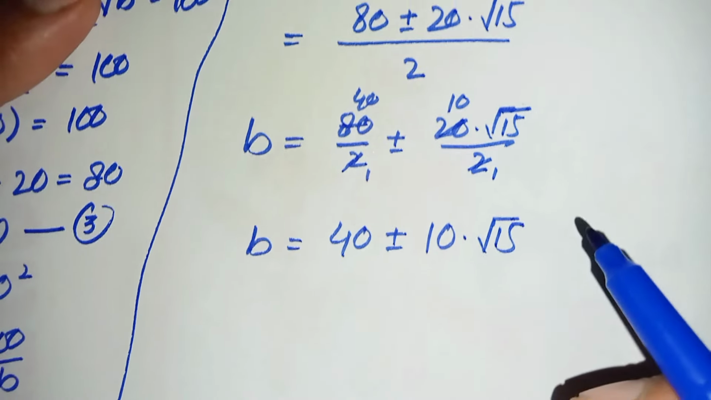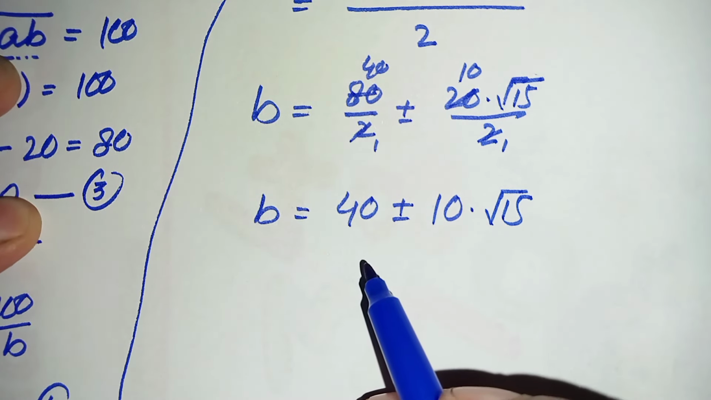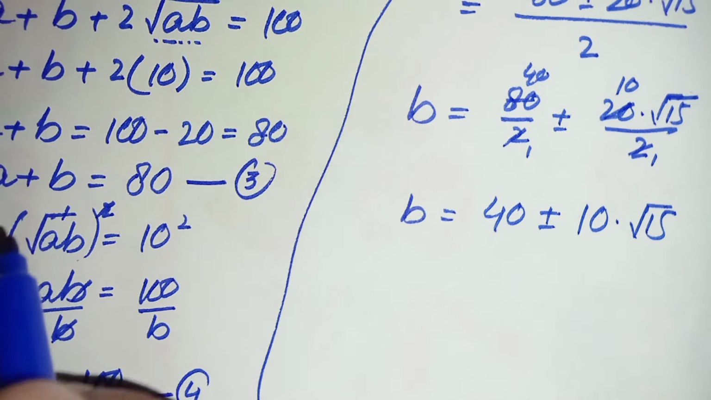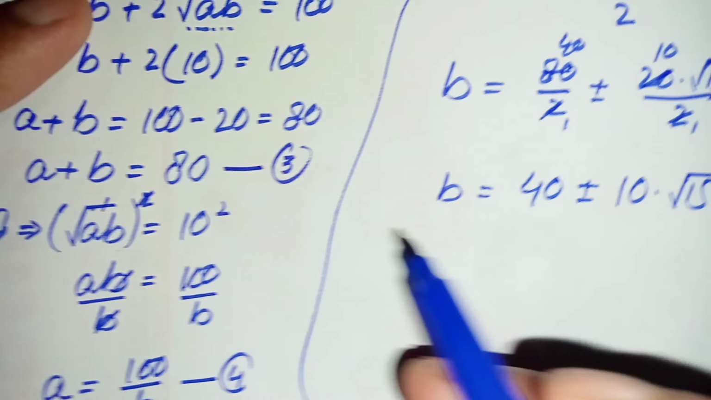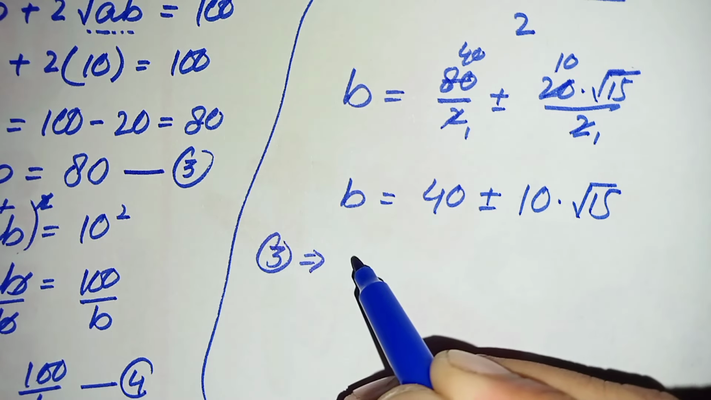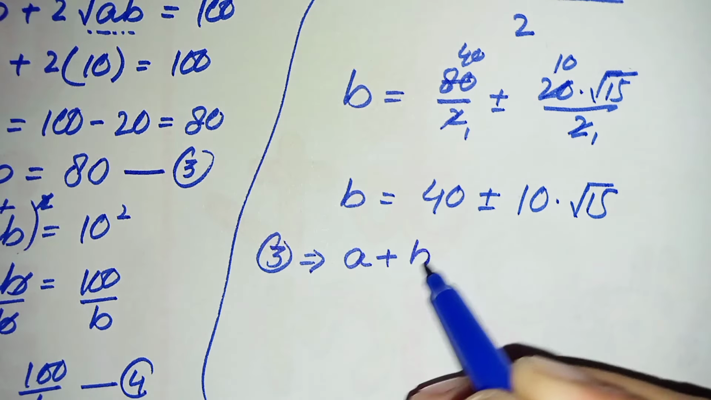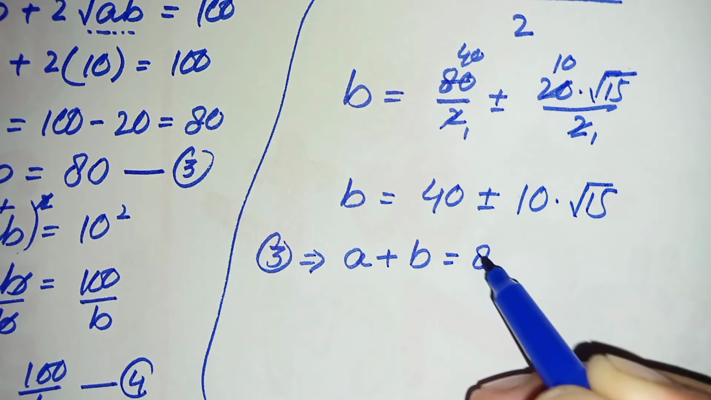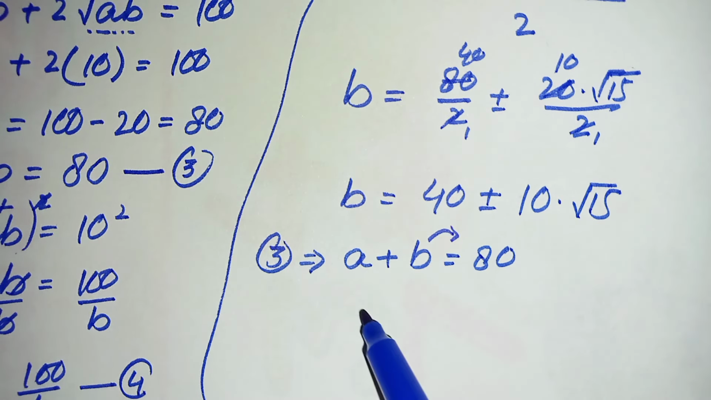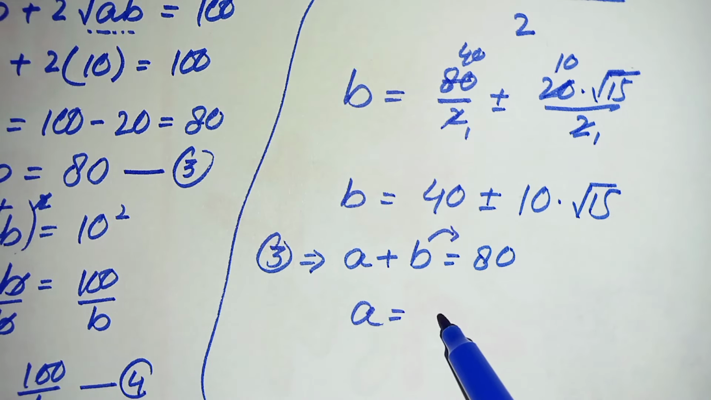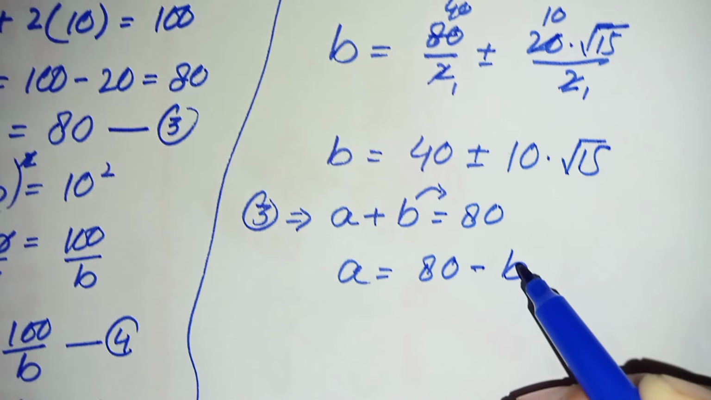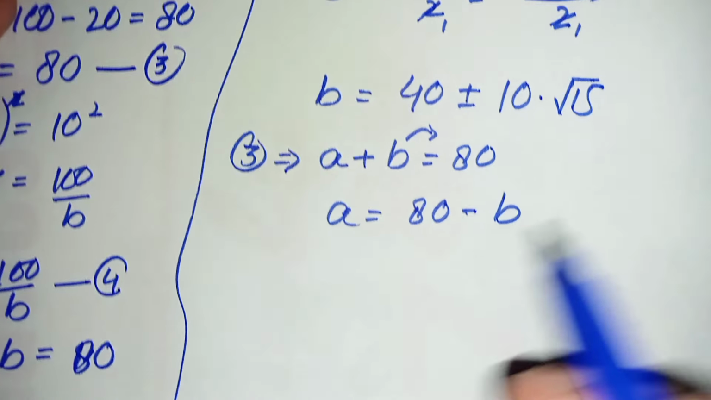So here we got two values of b. Now we will find the corresponding values of a. For that we will use equation number 3, which is a plus b is equal to 80. Now we will move this b to the right hand side. So this will become a is equal to 80 minus b. Now we will substitute the value of b, that is this one.